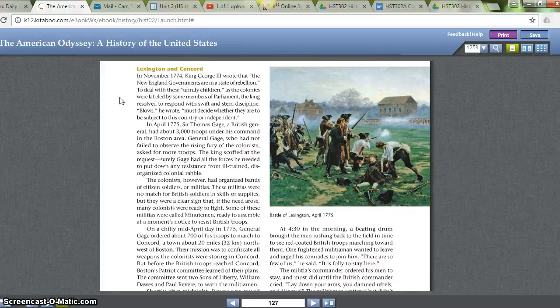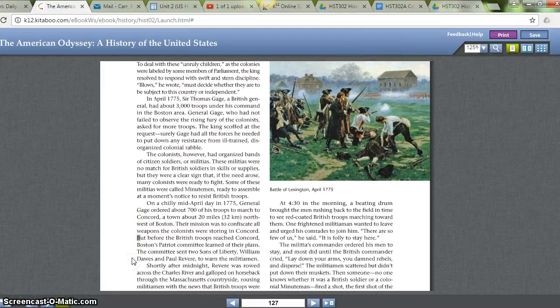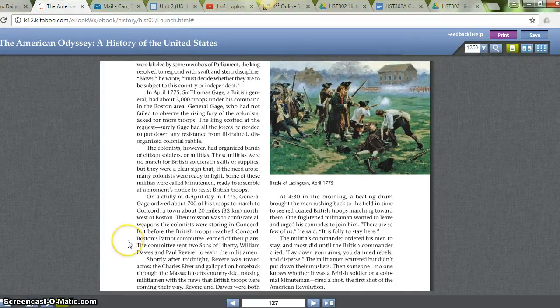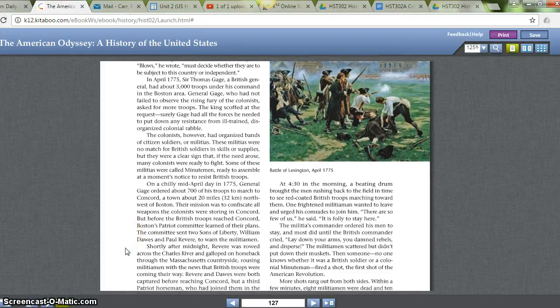On a chilly mid-April day in 1775, General Gage ordered about 700 of his troops to march to Concord, a town about 20 miles northwest of Boston. Their mission was to confiscate all the weapons the colonists were storing in Concord. But before the British troops reached Concord, Boston's Patriot Committee learned of their plans. The committee sent out the two Sons of Liberty, William Dawes and Paul Revere, to warn the militiamen.